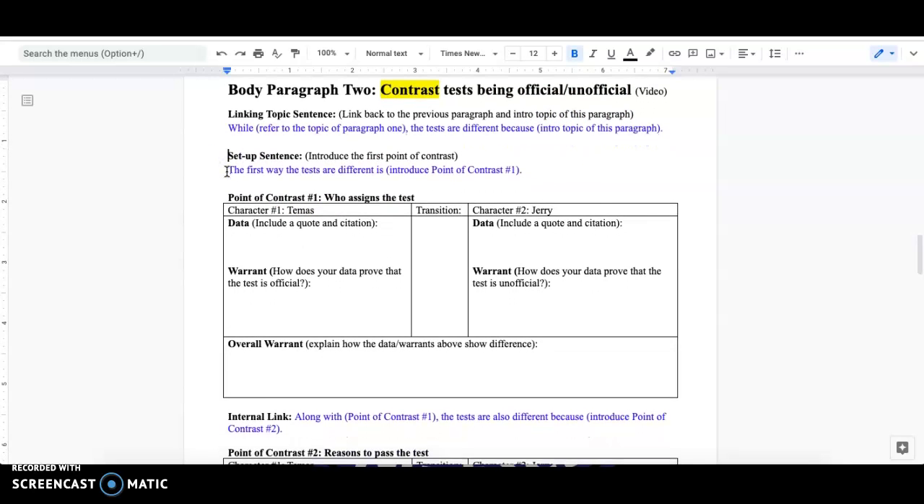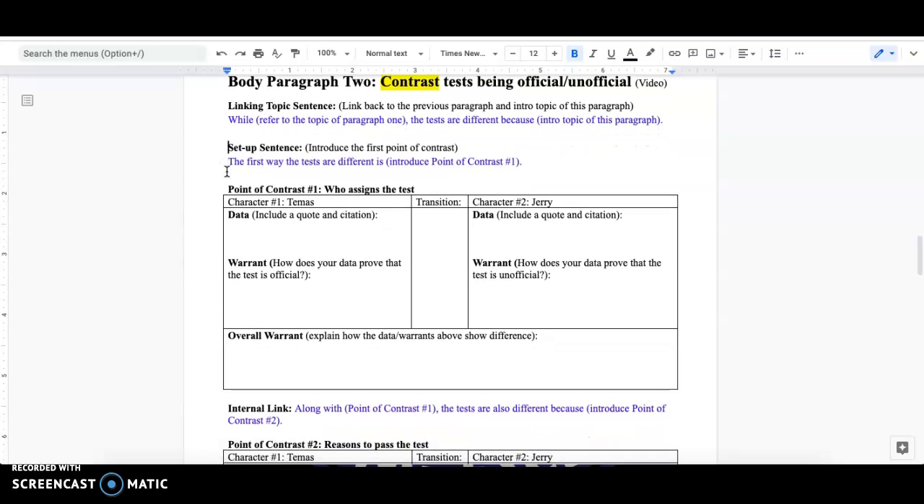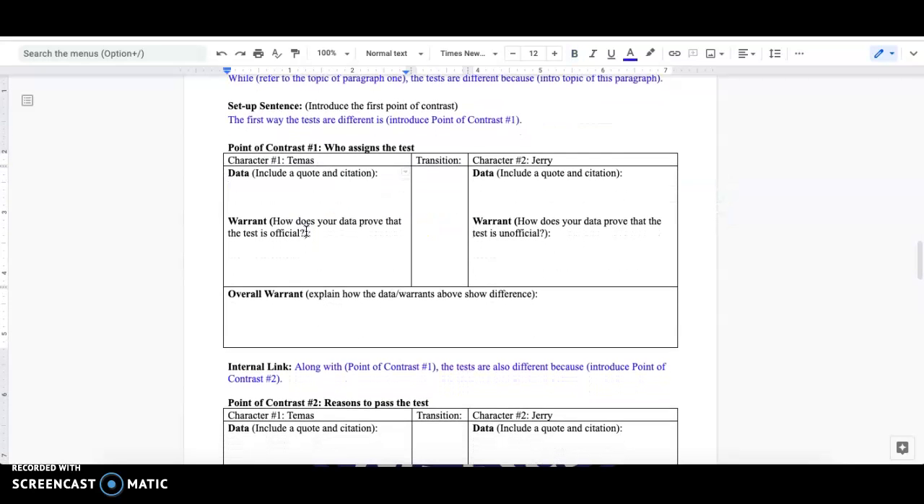Next, you'll have your setup sentence. This is where you introduce part 1, the first half of your paragraph. So the first way the tests are different is, and then you need to introduce the first point of contrast. And the first point of contrast is right here. It's also what's in your chart on that third row. So it's who assigns the test, because that is very different from Tamas's story than Jerry's story. But this little chart here should look familiar. It's the exact same as body paragraph 1.